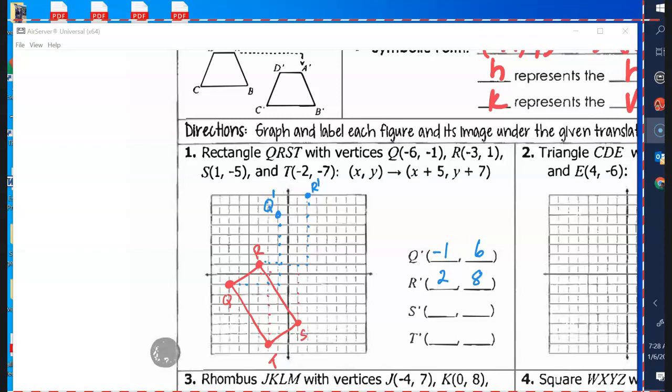So what I'm going to be doing is adding 5 units to the x value, and adding 7 units to the y value. So if I go to S, I should have 6, 2. 1, 2, 3, 4, 5, 6, 1, 2. And this is S prime. And then T prime, negative 2 plus 5 gives you 3, and 0. So that's T prime. Connect the points.